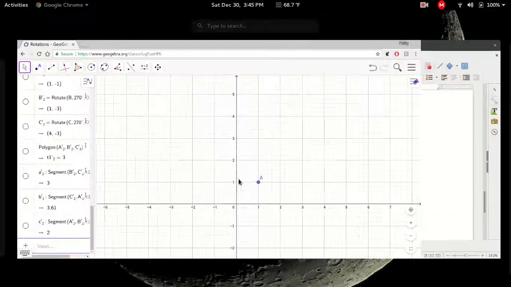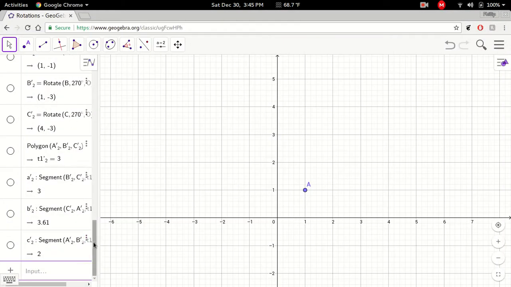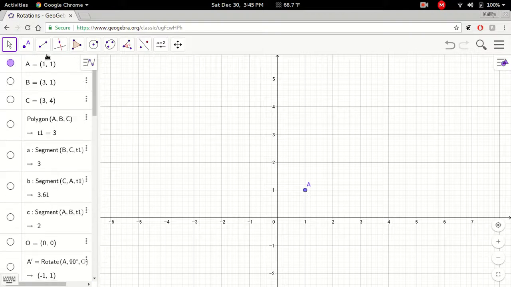Let's go back to our triangle now. The very first point I'm going to have you put down, we're going to draw ourselves a basic triangle. Your first point is A, which will be at the coordinates (1, 1). We'll have another point at (3, 1), and a third point at (3, 4). Connect the dots, and we get ourselves a triangle. Okay, the first thing that we're going to do is a rotation.